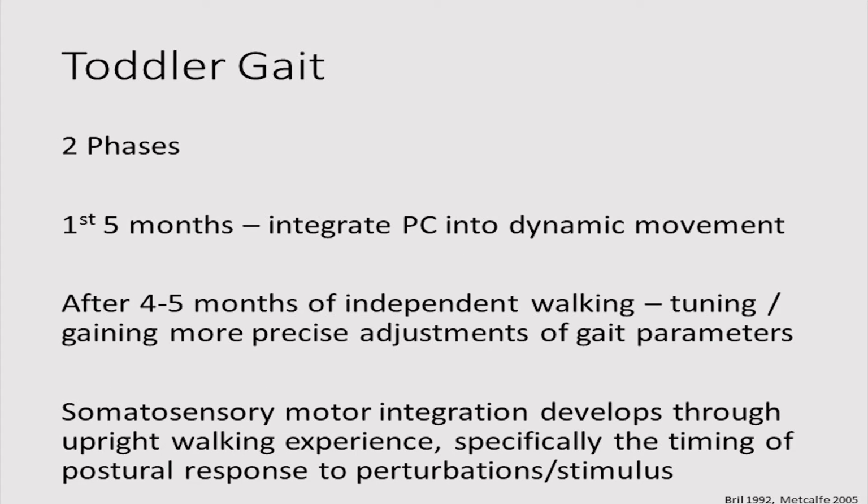So there are a couple of phases to toddler gait. In the first 5 months, they're learning to integrate their postural control and what they've learned up to this point into a more dynamic movement. And then after those 4 to 5 months, that next section of time is learning how to tune and to gain more precise adjustments to their gait. And a lot of that comes through sensory motor integration that develops through experience and through age, and specifically the timing and the responses of the postural control from the external perturbations or stimulus.